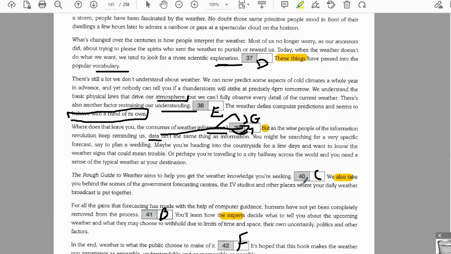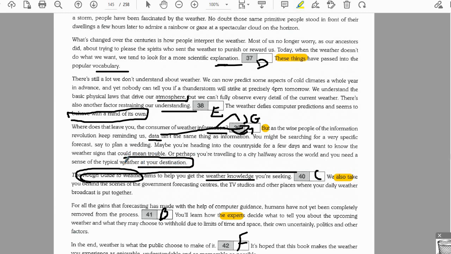C. C is connected. Okay, so this is a book. At the end of C, it says destinations around the world have been collected in it. So it is the book. So that's the connection. So it wants to help you get the weather knowledge. You want to know the weather at your destination, and then in C you have that. Okay, over 200 destinations are found in this book. So that's why the book helps you.